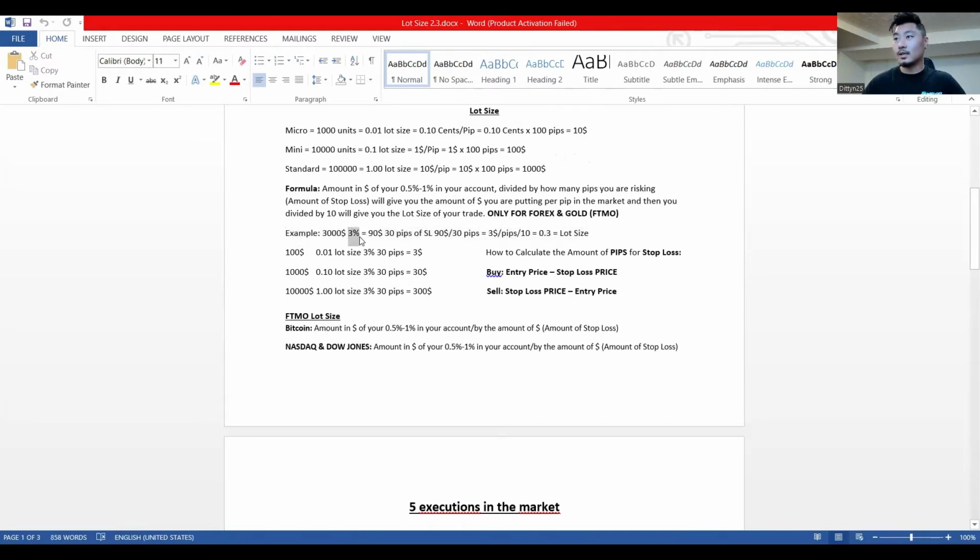3% of 3 grand is $90, right? So if you have a setup where you're risking 30 pips, to find your lot size you take the amount of your 0.5 or 1% or whatever percentage you want to risk. In this case, the example is 3%. You divide it by how many pips you're risking, and it will give you $3 per pip that you're putting in the market. Divided by 10 will give you the lot size. It's really simple.